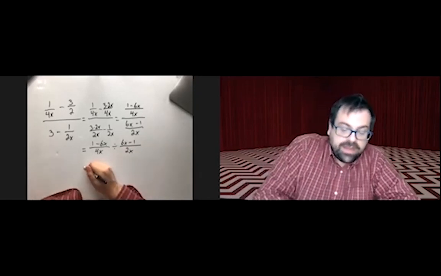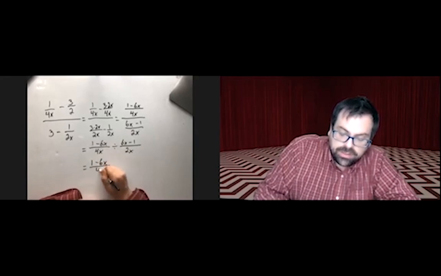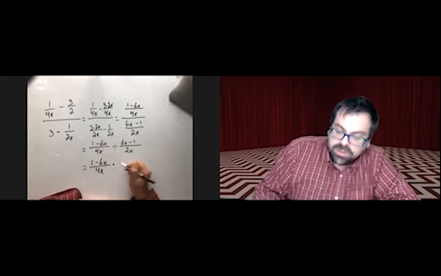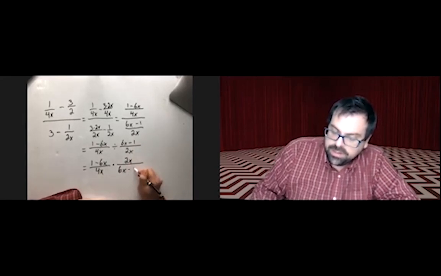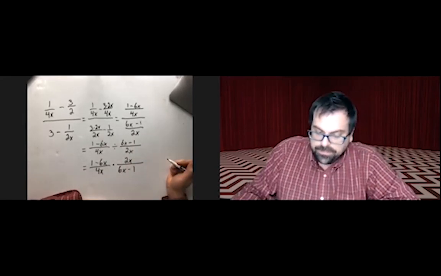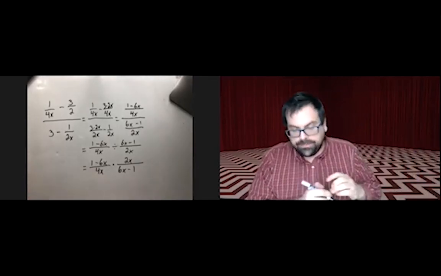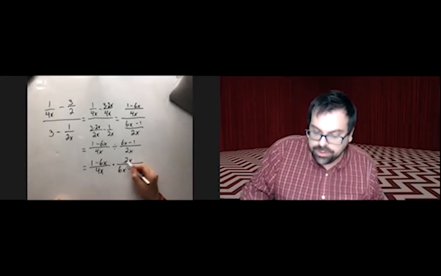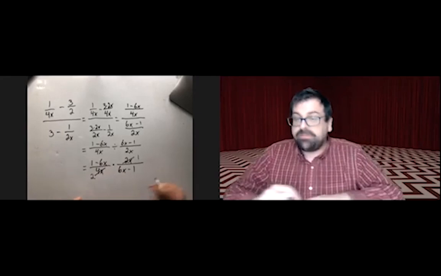From here, how do we divide fractions? Keep the first fraction, write division as multiplication, flip the second fraction. We can cancel. 2x over 4x, that's 1/2.